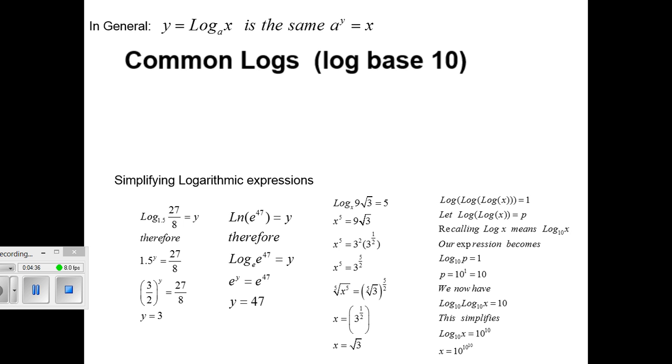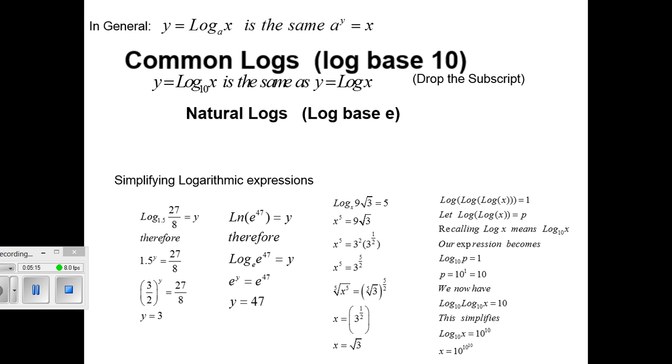Common logs are logs base 10. In other words, the log base 10 of x implies 10 to the y equals x, but it is a common log. It's anything base 10, you don't need the subscript. You drop the subscript. It just becomes the log: y equals the log of x, and you'll see those keys on your calculator. Log just means log base 10. Drop the subscript. I'm trying to get that point across.